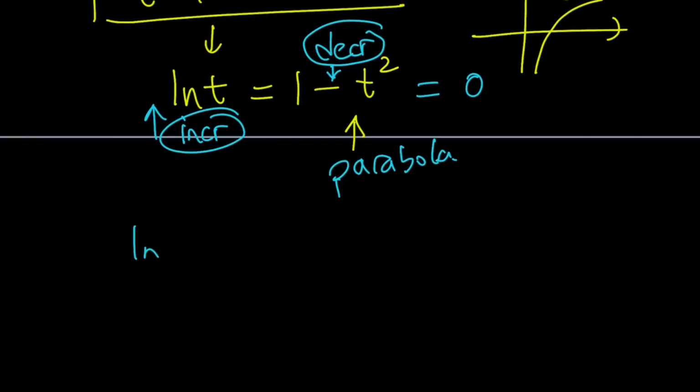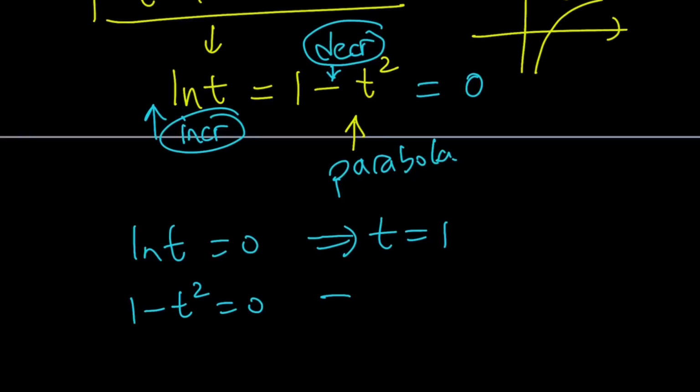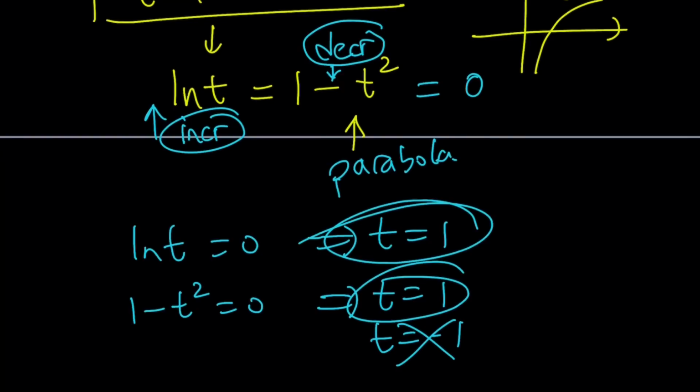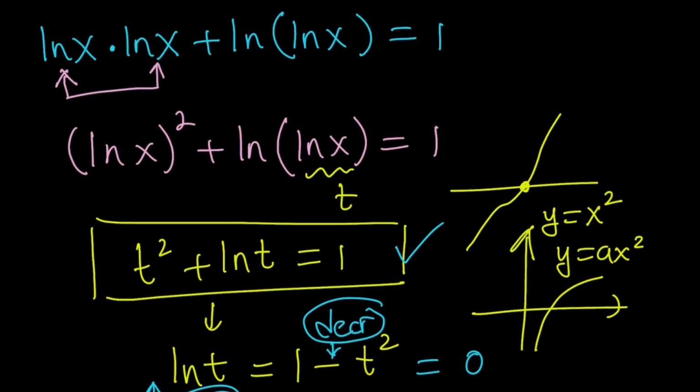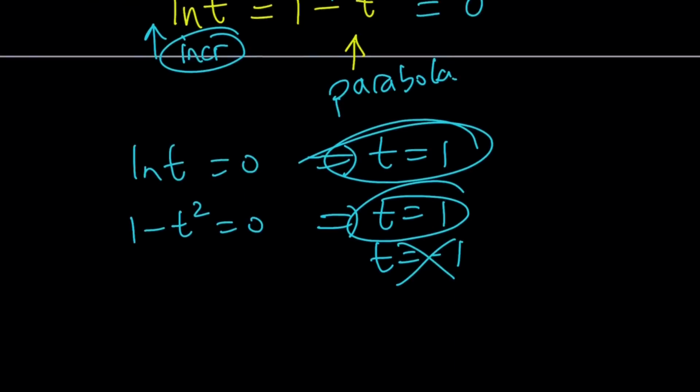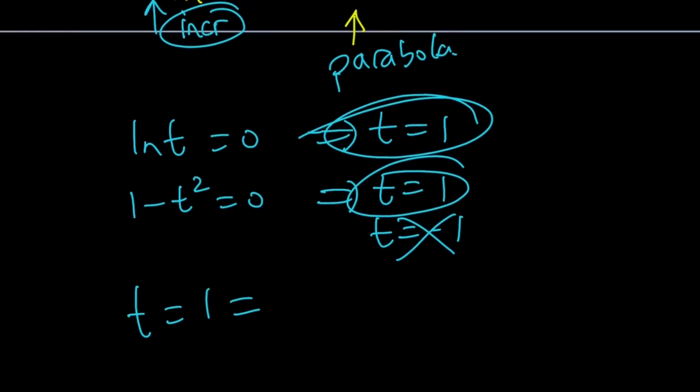Why? Because ln t equals 0 implies t equals 1. I'm lucky today, right? 1 minus t squared equals 0 implies t equals 1 or t equals negative 1. I don't care about negative 1 because t equals 1 already works. Okay, t equals 1 is a solution. Awesome, awesome. But t equals 1 means what? t is ln x, so t equals 1 equals ln x. That means x equals e.